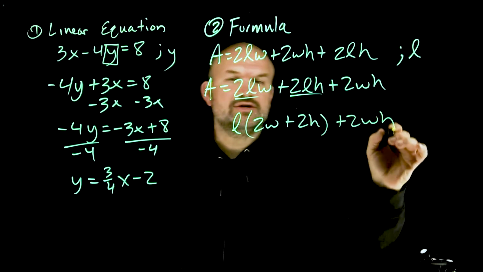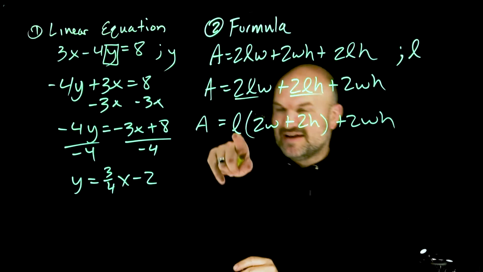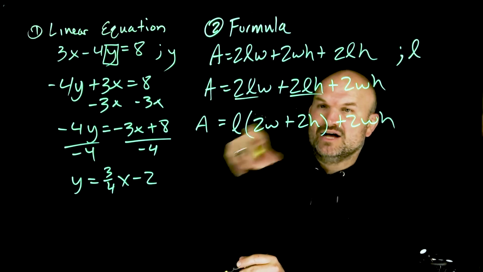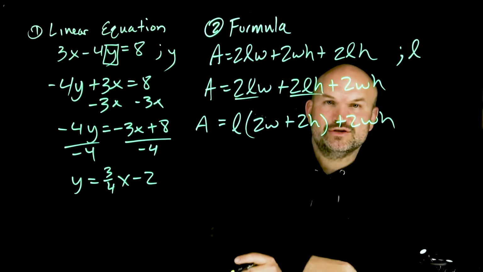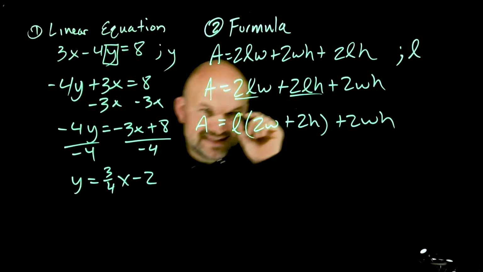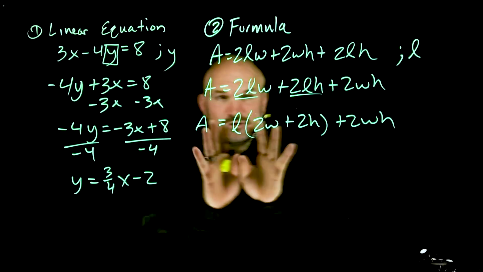Now again, you can always go ahead and check your work here, because if I take this L and I multiply by 2W, I have a 2WL, right? If I take this L and multiply by 2H, I'm still going to have a 2LH. Again, order doesn't matter. 3 times 4 is the same as 4 times 3. But now, ladies and gentlemen, I have one L. So it's just like over here.